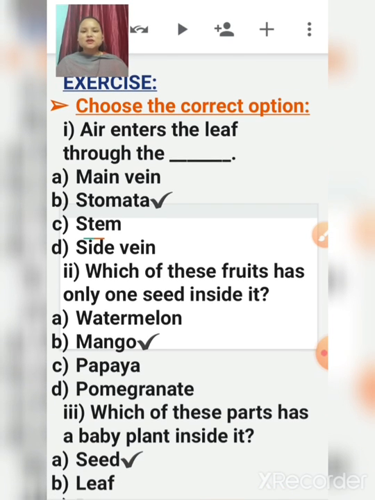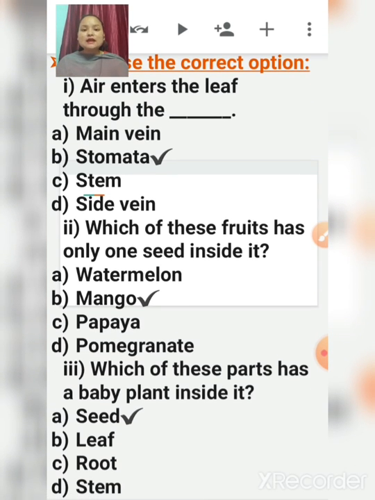Now let's do some exercise. Choose the correct option. First, air enters the leaf through the main vein, stomata, stem, side vein. Air enters the leaf through the stomata.